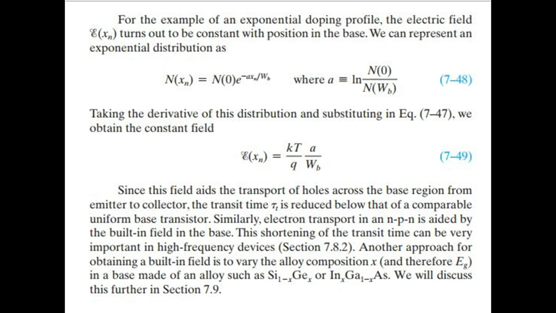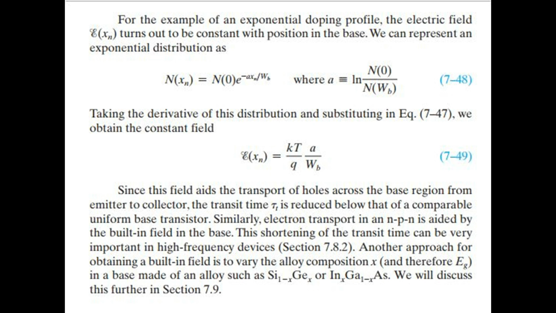For the example of an exponential doping profile, the electric field E(x_n) turns out to be constant with position in the base. We can represent an exponential distribution, take the derivative of this distribution, and substitute in Eq. 7.47, and we obtain the constant field. Since this field aids the transport of holes across the base region from emitter to collector, the transit time is reduced below that of a comparable uniform base transistor. Similarly, electron transport in an NPN is aided by the built-in field in the base. This shortening of the transit time can be very important in high-frequency devices, section 7.8.2.